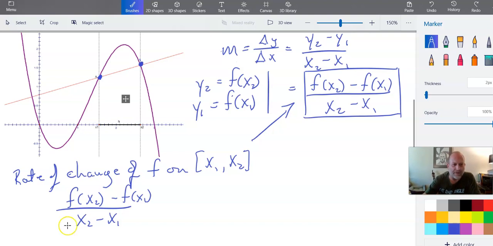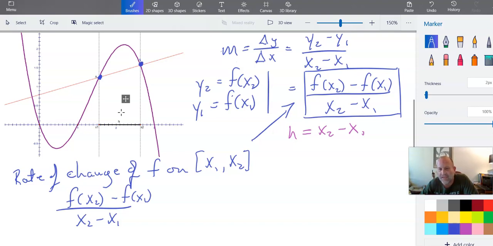Well, you notice we already have a label for that distance there. x2 minus x1 has to be h. So if h is equal to x2 minus x1, there's two things that happen. One, that denominator becomes an h then, doesn't it? That's no problem at all.